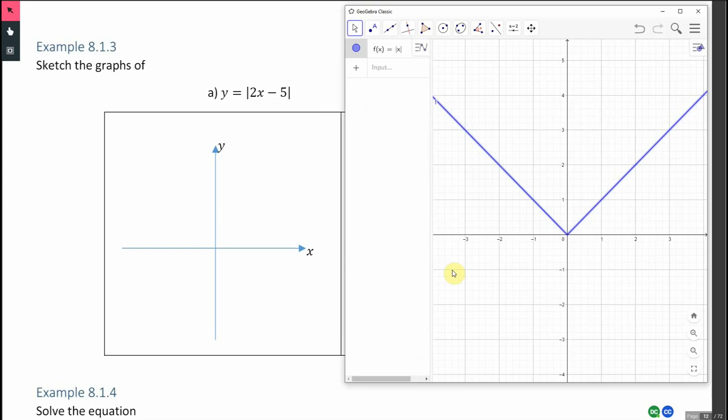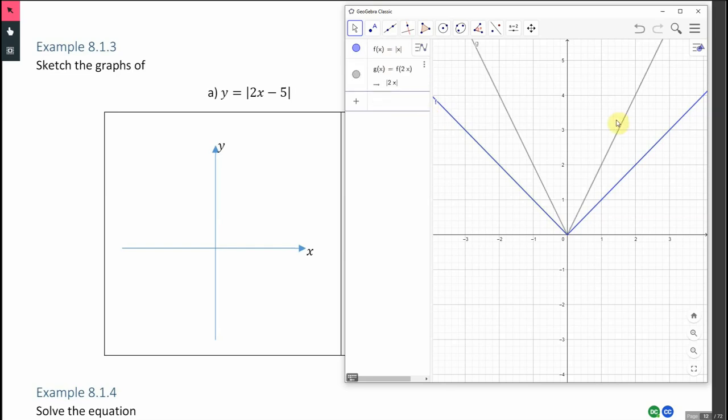I'm going to use GeoGebra to demonstrate the transforming of the graphs here. I've already drawn the graph of mod x, and there it is on the screen. Now let's think about what effect the 2 will have. On the screen I've entered f of x is the modulus of x. If I want to do the modulus of 2x, then I'd do f of 2x.